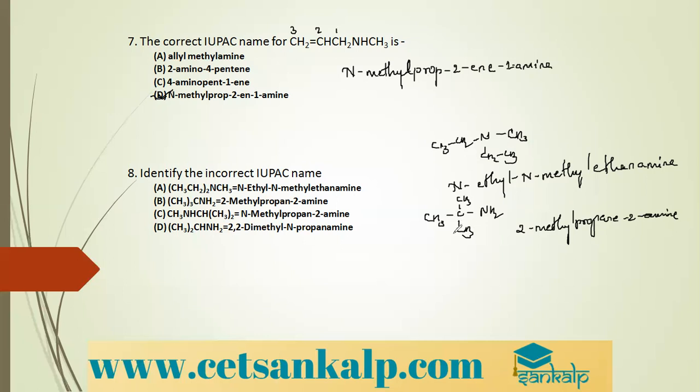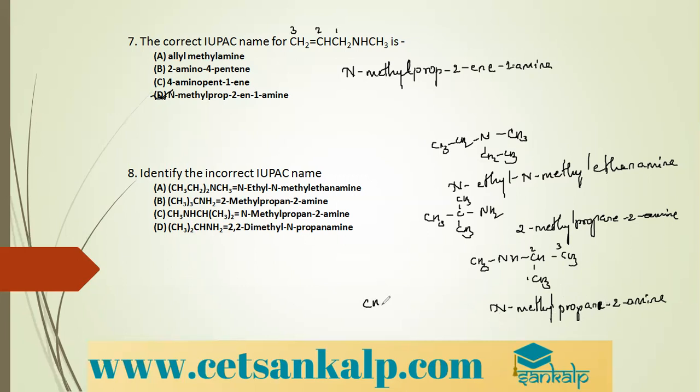Moving to the next one: CH3, NH, then CH, and to this carbon there are CH3, CH3 groups. How do I start the numbering? It is 1, 2, 3. The methyl on nitrogen is written as N-methyl. There are 3 carbon atoms, prop, single bonds, ane, and on the second position there is an amine group. So propane-2-amine, the letter e will go. That is also correct.